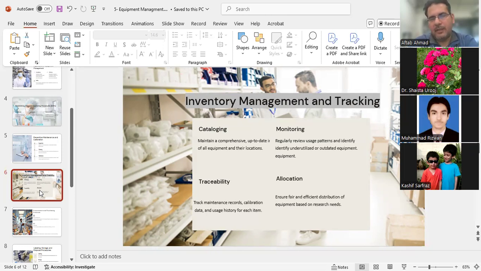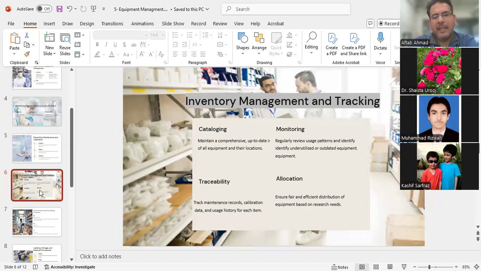And for outdated equipment, we follow an SOP: either we put it into the storage room, or we sell it, or we donate it to some other institute. Then comes traceability. We have to track the maintenance record, calibration date, and usage history of each piece of equipment we are using.